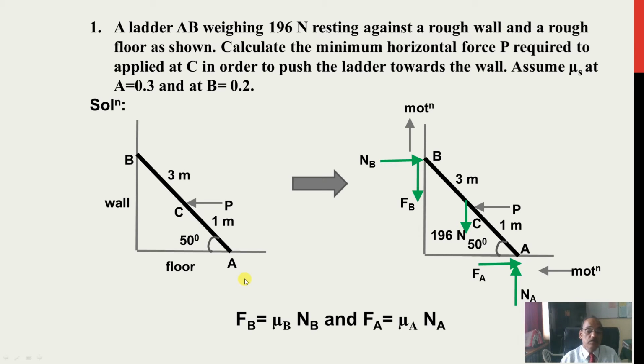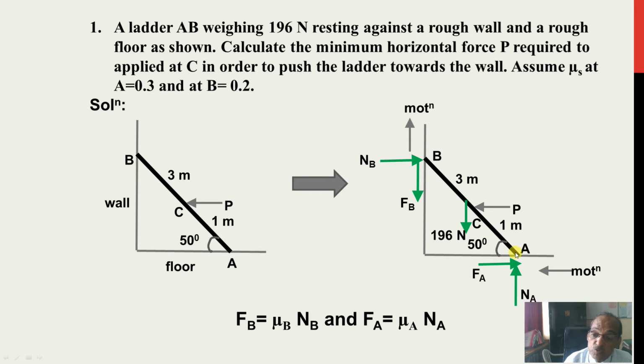Okay. So we want to push the ladder towards the wall, means point A will move to the left and B will move upwards. So these cases we have discussed. Okay. So normal reactions at A will be NA, at B will be NB, perpendicular to the surface, and self weight will be acting downwards, and P we have applied. That value we want to calculate.